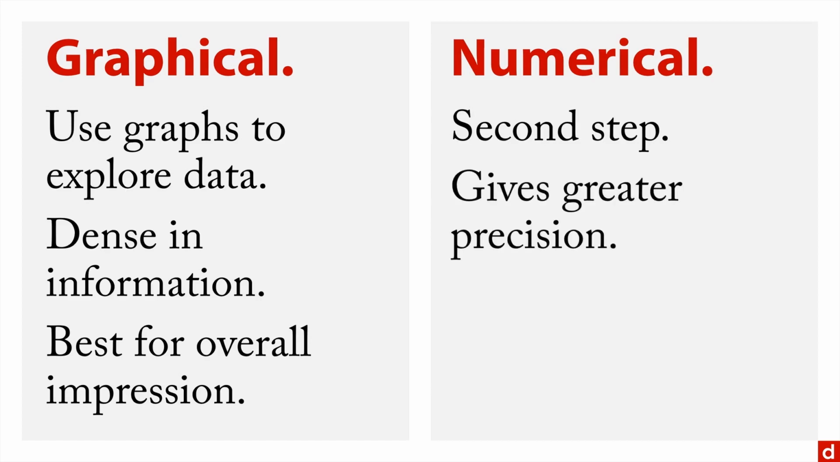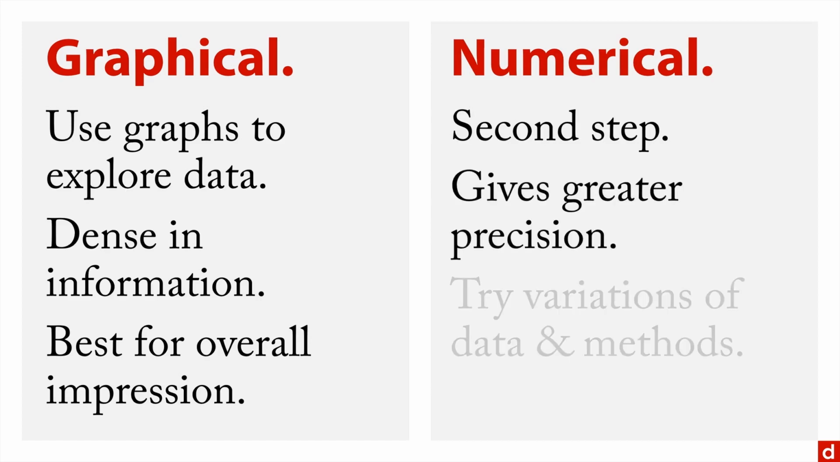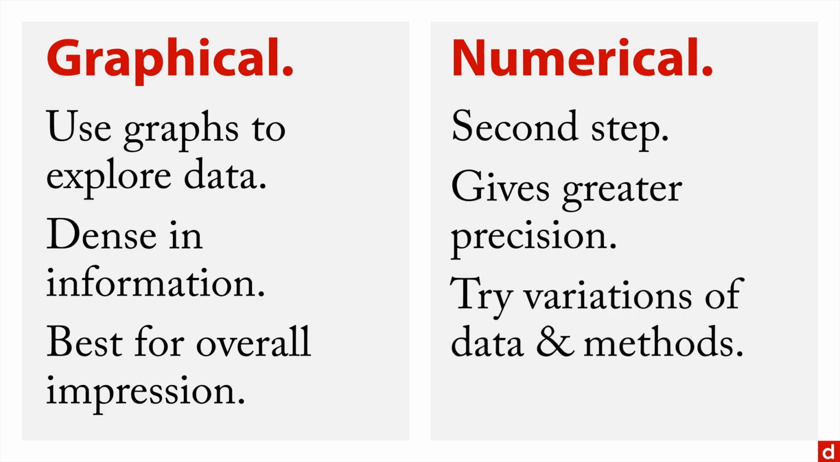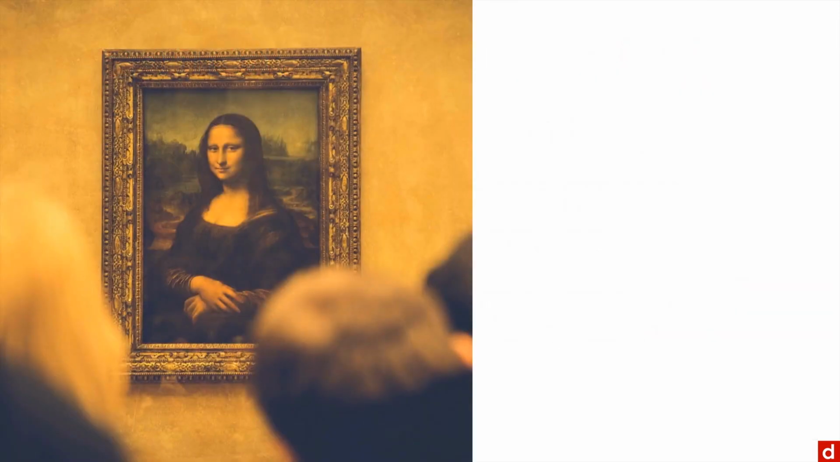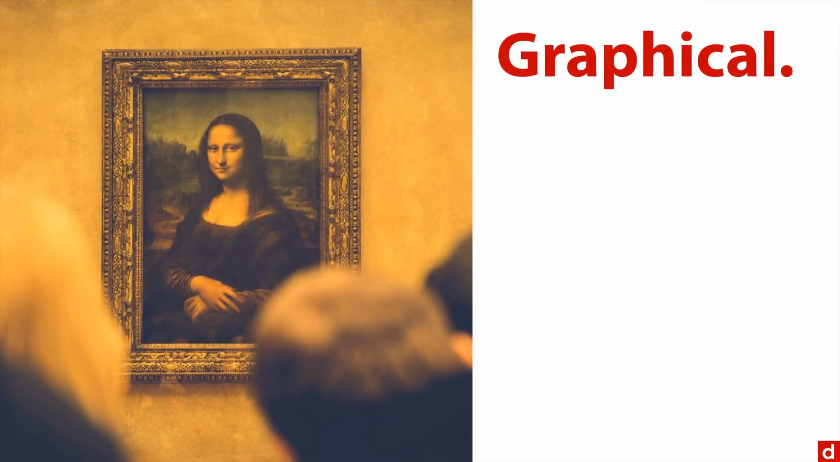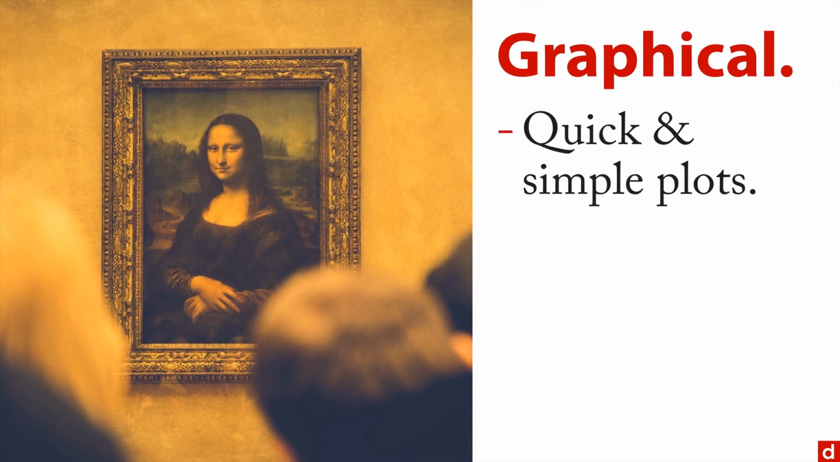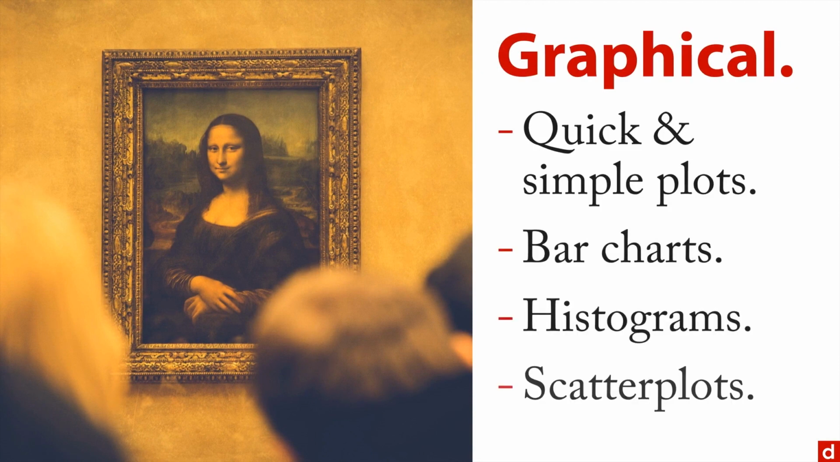Now, you want to do this because it can give greater precision, and this is also an opportunity to try variations on the data. You can actually do some transformations, move things around a little bit, and try different methods and see how that affects the results and see how it looks. So let's go first to the graphical part. There are very quick and simple plots that you can do. Those include things like bar charts and histograms and scatter plots. Very easy to make and very quick way of getting an understanding of the variables in your data set.